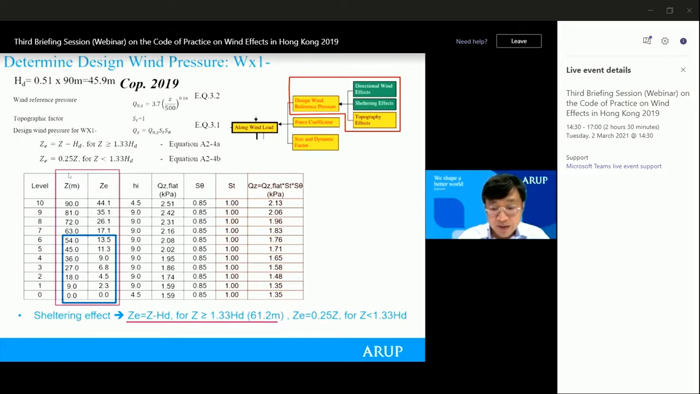So you can see in the blue box, it is not HZ minus HT anymore. It is 0.25 HZ. After the effective height ZE is calculated, the reference wind pressure qZ can be calculated, and following what was introduced before, the topographic factor is taken as 1 because it is located in flat terrain. Finally, the qEZ can be calculated based on equation 3.1. That includes the directionality factor, the shielding effect, and also the topographic factor.